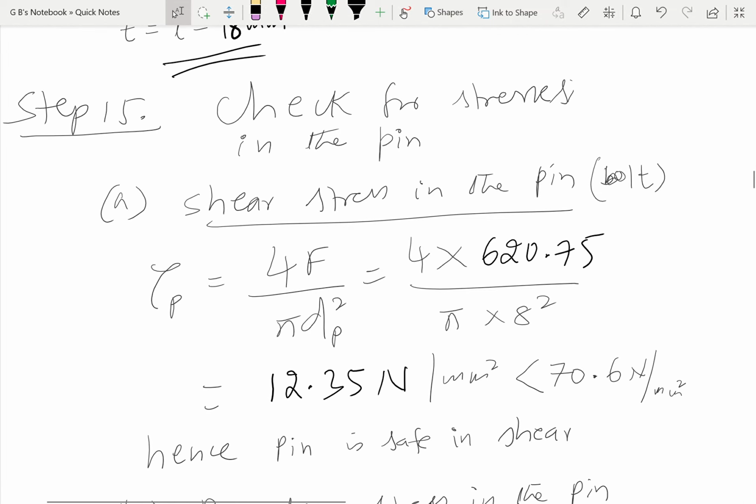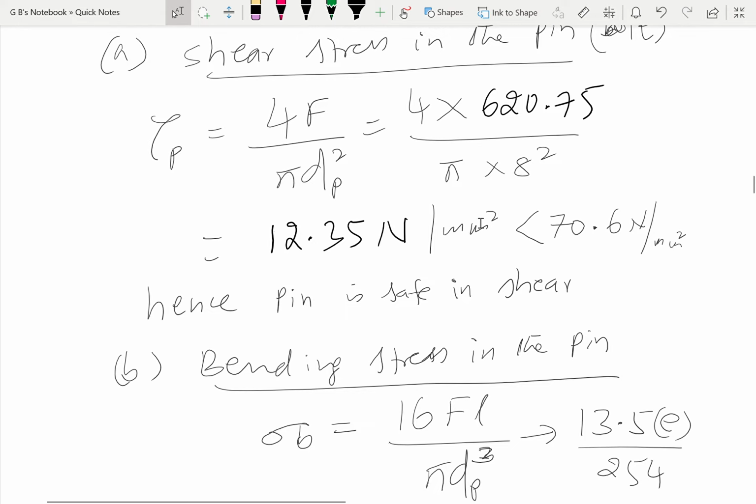Next, step number 15, check for stresses in the pin. Shear stress in the pin, tau P is equal to 4F divided by pi dP squared. That's the force by area only. That area is pi d square by 4. That is what we have written here. So after substitution and simplifying, we get 12.35 Newton per millimeter square as the shear stress induced in the pin, which is less than the allowable stress. Allowable stress in the pin or in the bolt is 70.6 Newton per millimeter square. Hence, pin is safe in shear.